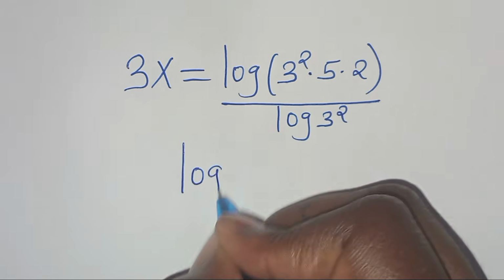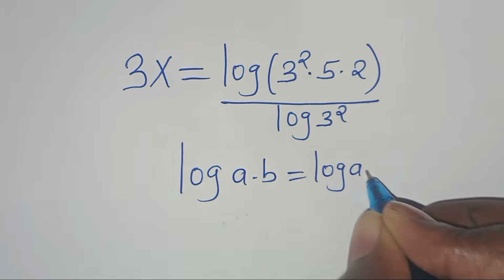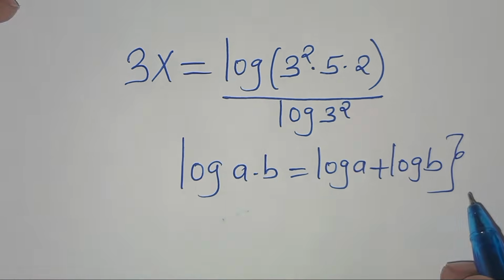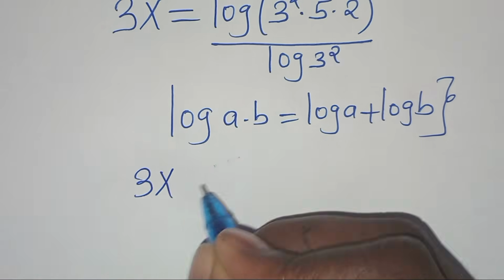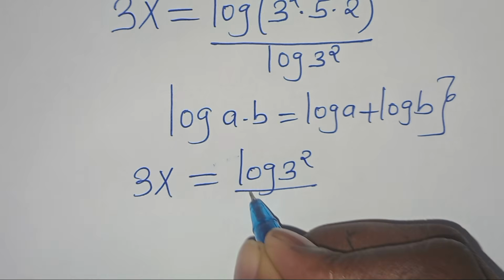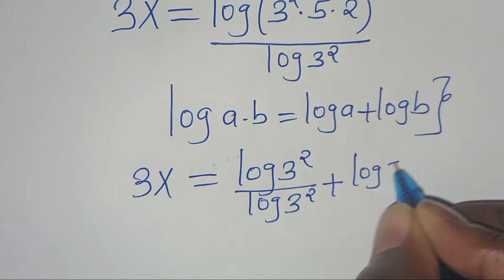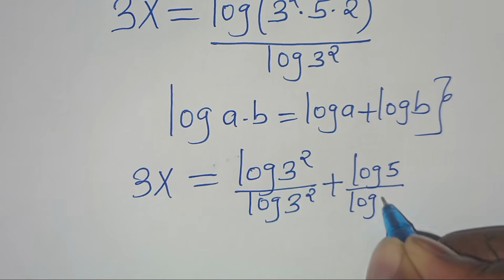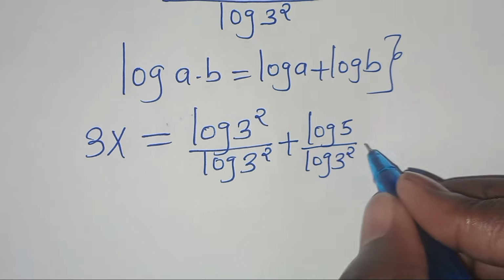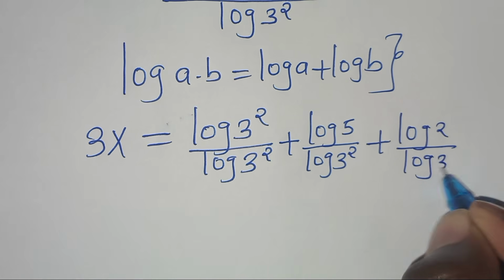Now we have log of 3 squared times 5 times 2. This is in the form of log a times b, which we can express as log a plus log b. Applying this logarithm property, we have 3x equal to log 3 to the power of 2 divided by log 3 to the power of 2, then plus log 5 divided by log 3 to the power of 2, then plus log 2 divided by log 3 to the power of 2.